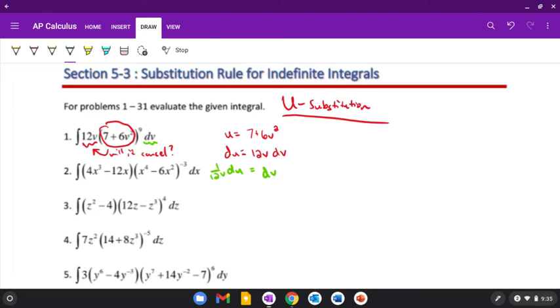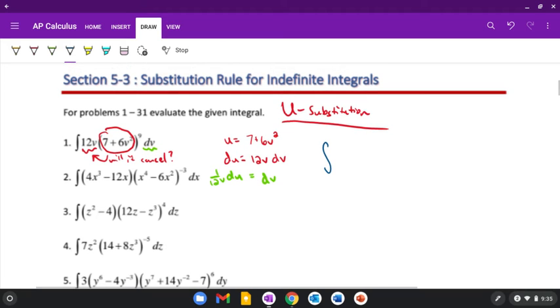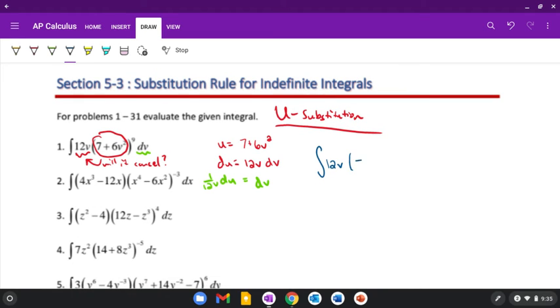Okay, so now we're going to write our new integral, and we're going to make any replacements that we can. The 12v we can't replace at this point, so we're just going to write 12v. And then we've got 7 plus 6v squared. Now that actually is going to get replaced. So that 7 plus 6v squared is my u. So I'm just going to write u to the 9th power. And then with dv, we're replacing that with 1 over 12v du. So that's what it looks like.